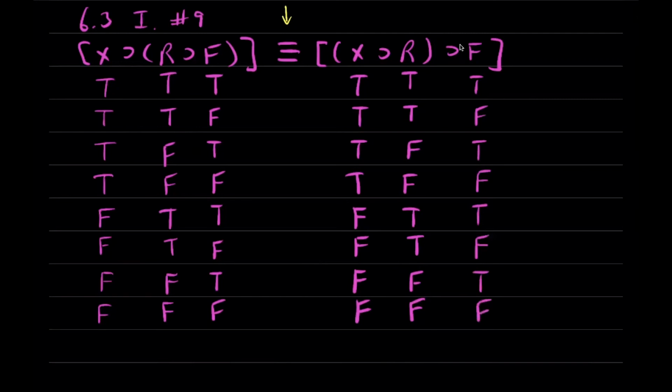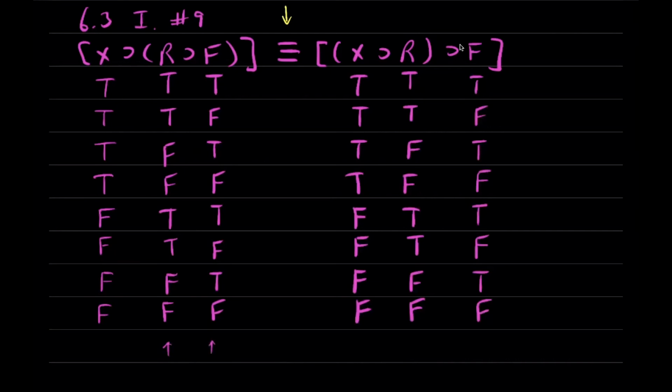Okay. So again, we're going to start with the connectors that have the smallest scope and work our way outward until we get to the main operator. I'm going to start over here on the left with this horseshoe nested inside the parentheses, R implies F. And just to indicate where I am, I'm going to start with these two columns right here to get the values for that conditional between them.